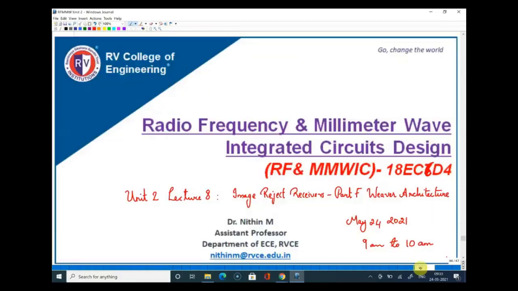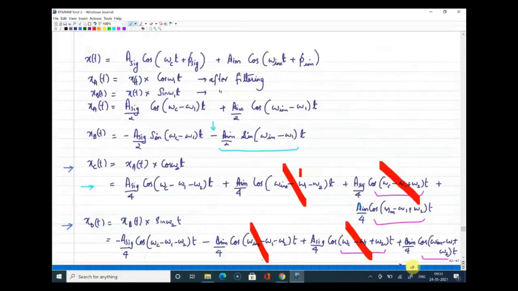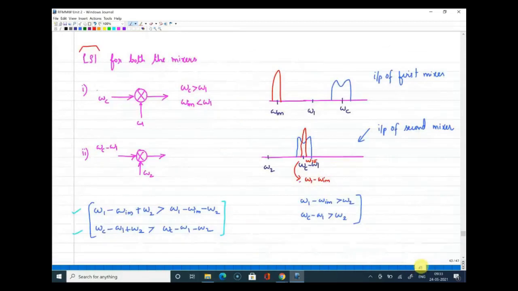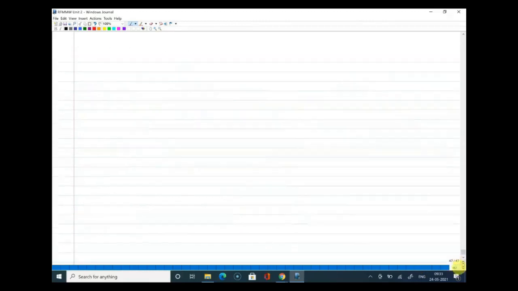So we can see that in the Weaver architecture there are two mixers. We generally talk about the image frequency whenever we talk about mixers. Hartley and Weaver are receivers which reject those images. But in the case of the Weaver architecture, since there is a second mixer, we do have something called a secondary image. So let us understand what a secondary image is and how that can be sorted out in the Weaver architecture.